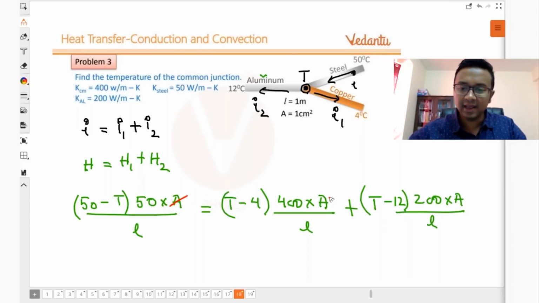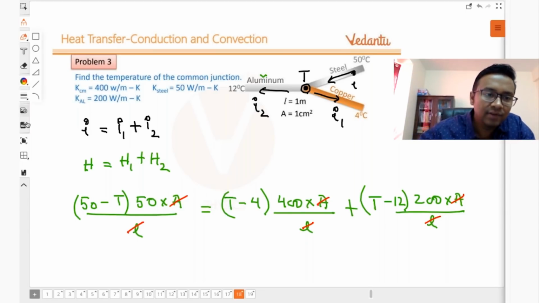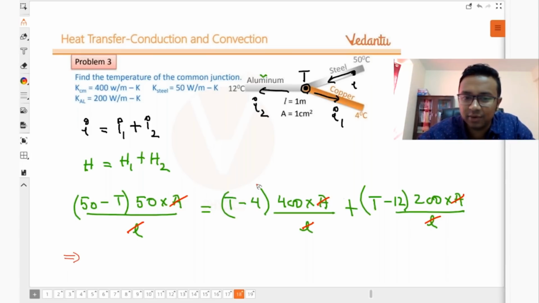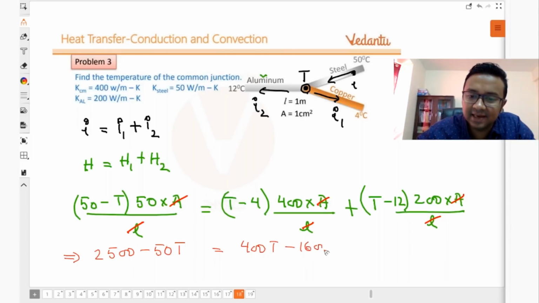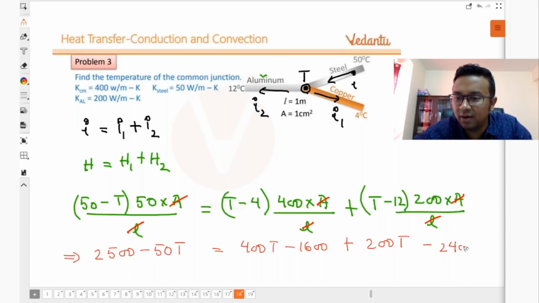Students, A cancels, L cancels, which implies we have got this entire equation to find out the value of T. So 2500 minus 50T is equals to 400T minus 1600 plus 200T minus 2400.